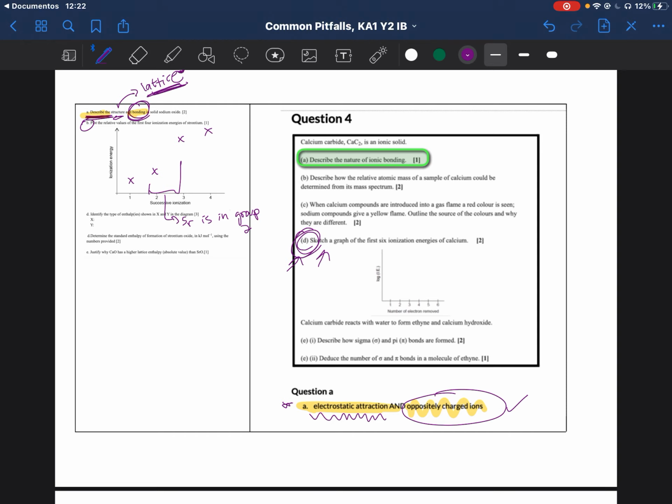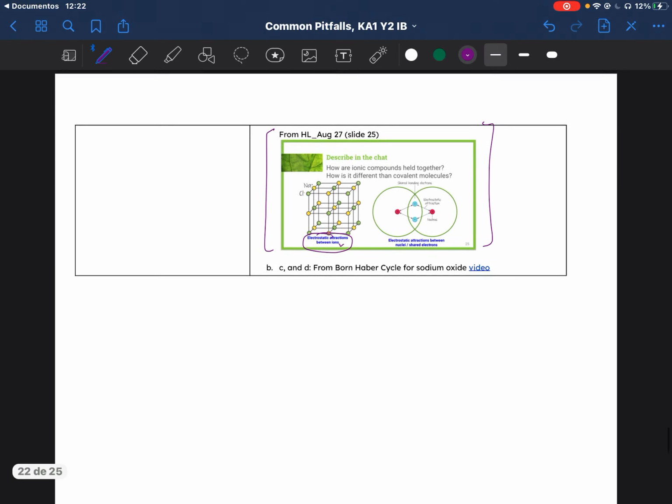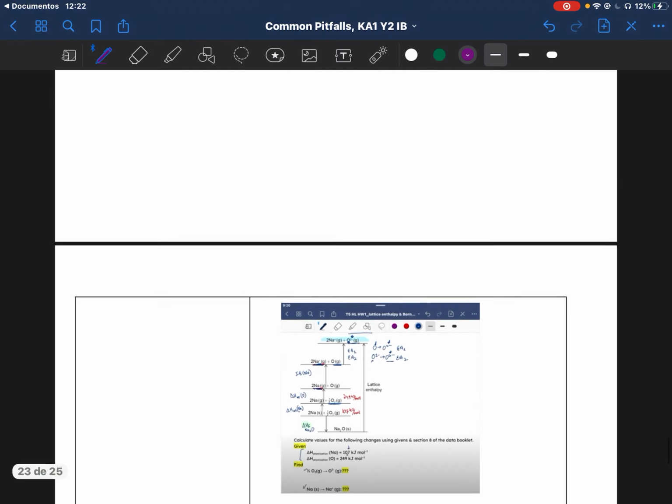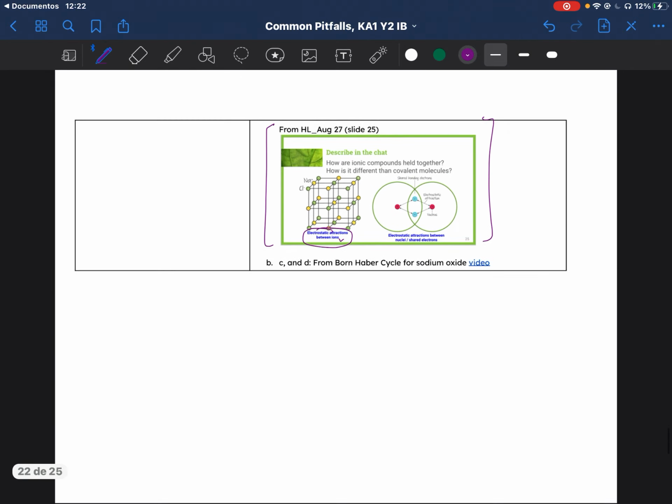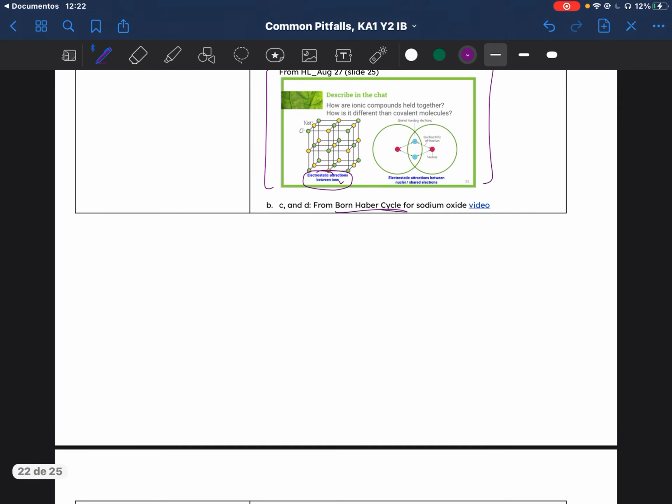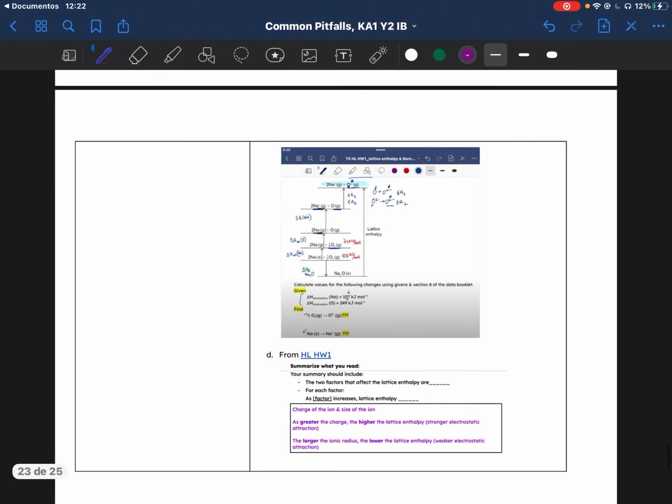B, plotting ionization energies. We should remember this from periodicity. All right. C and D, you would have really found from using that Born-Haber cycle video that we made, where I walked through this problem. I walked through how all of these are equal to lattice enthalpy. Notice how the arrow for lattice enthalpy is from your ionic product to your atoms. Lattice enthalpy is always endothermic.